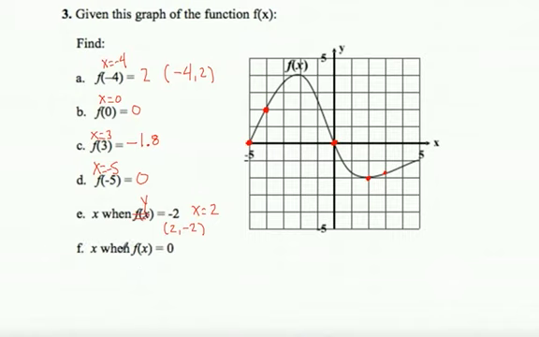F says x when f of x is equal to 0. Remember, this is a fancy way to say y. So if I'm looking on the y-axis at 0, what is the x value that goes with it? For this one, x would also have to be equal to 0 because I have a point right here at the origin. That means that on the graph, I would have a point (0, 0).